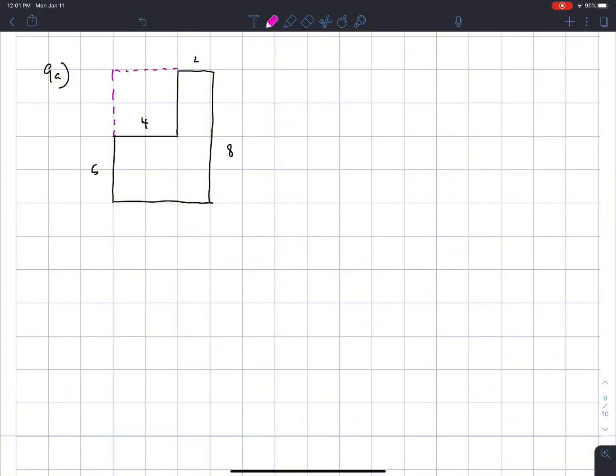So the bigger shape here is just a rectangle. If this is 4 and 2, this will just be 6. I just add that up. So the area of this shaded region can be represented by 8 times 6, which is the entire rectangle, and then minus the hollow part, which is in pink.